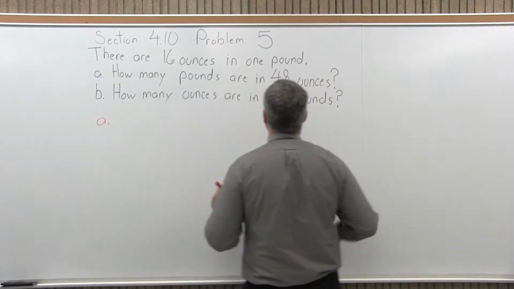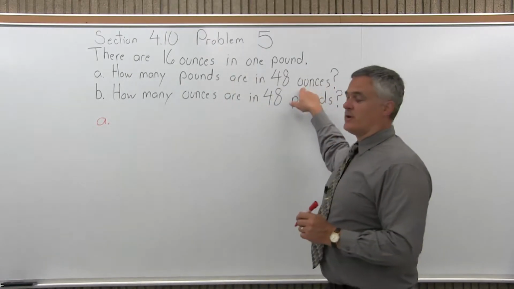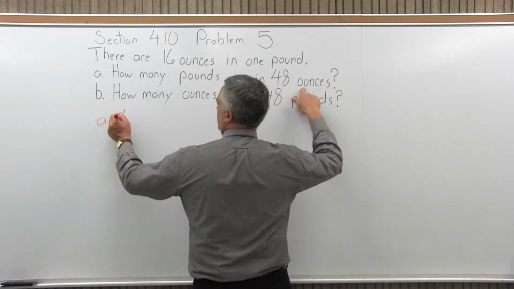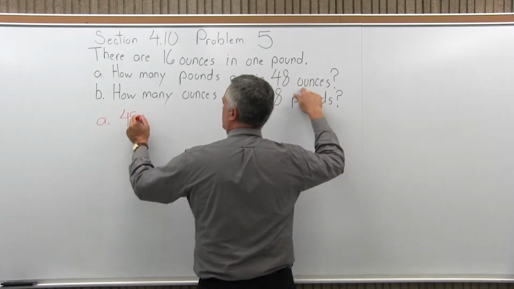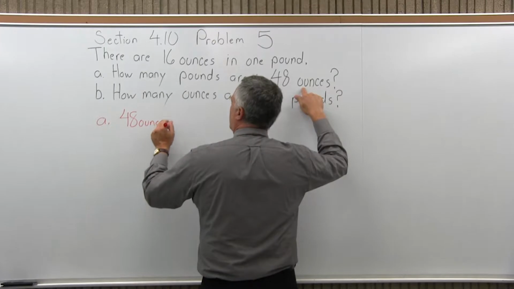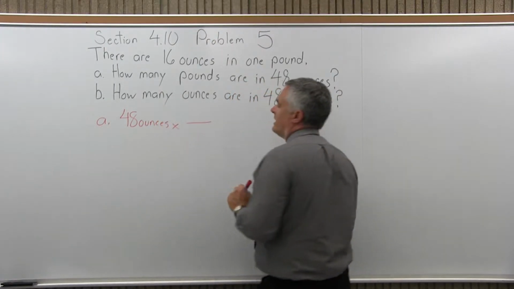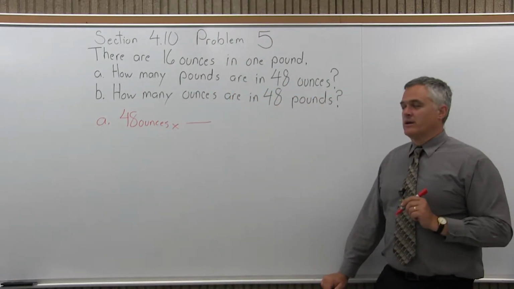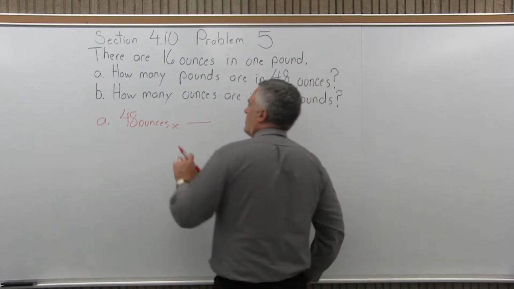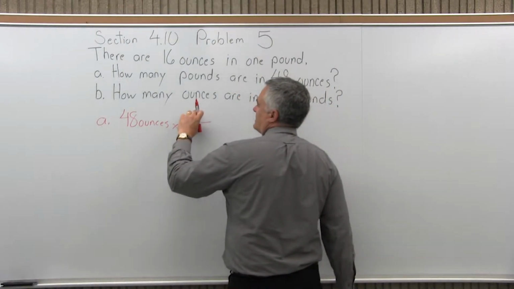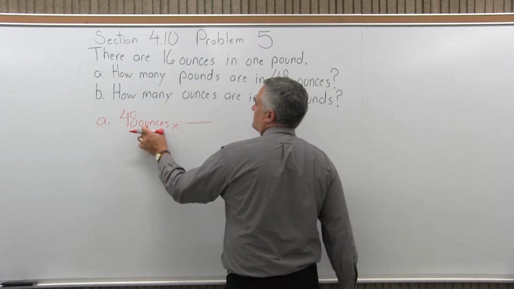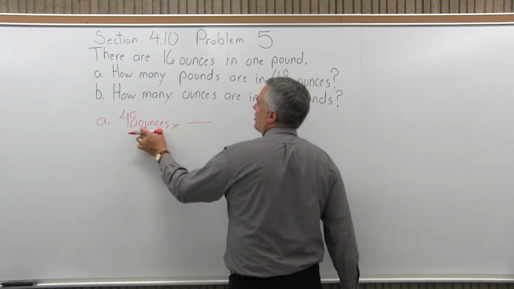What you need to do is start with a given amount. What's given is 48 ounces, and we're going to convert that to pounds. 48 ounces, make sure you include the units of measure. And I am going to multiply that essentially by a fancy number 1. Now, what goes in the numerator and denominator of my fancy 1 is important. I want to put the units of measure in the denominator that I want to cancel.